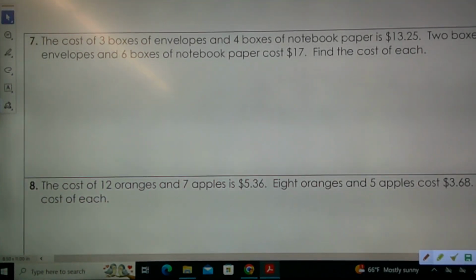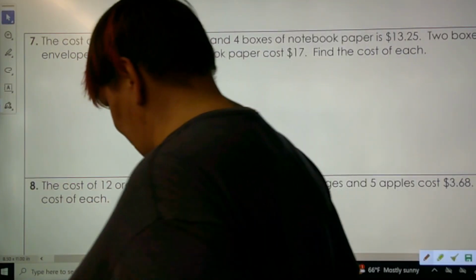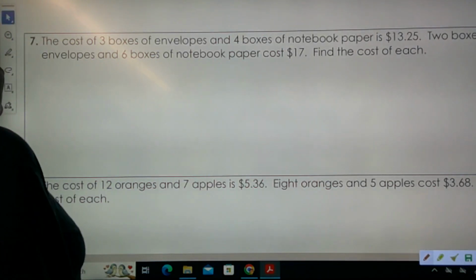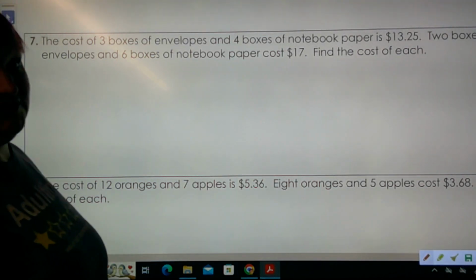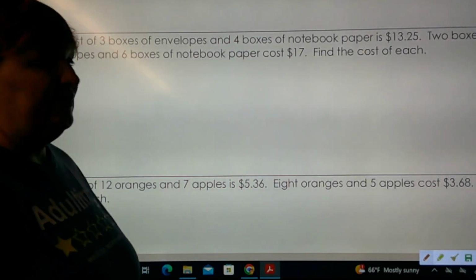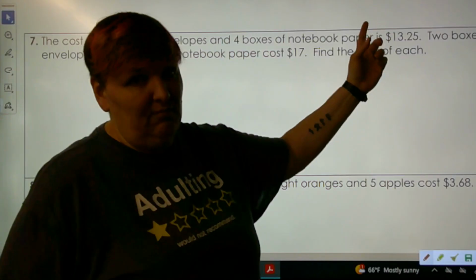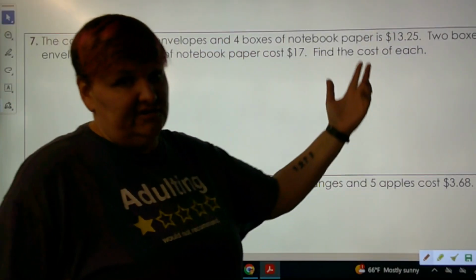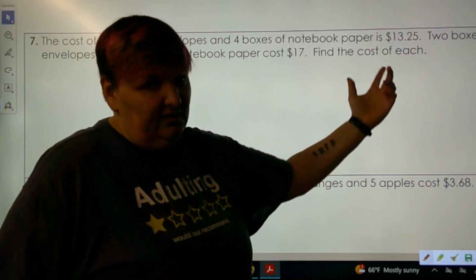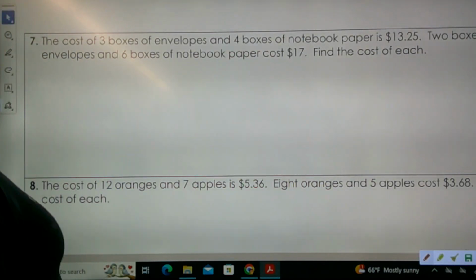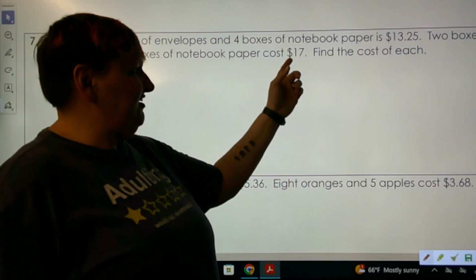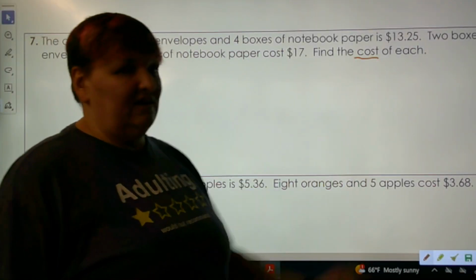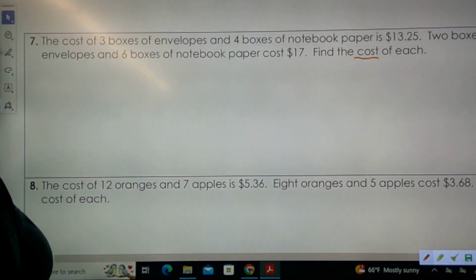All right, moving on to the back of the worksheet, starting at number 7. It says the cost of 3 boxes of envelopes and 4 boxes of notebook paper is $13.25. You'll notice how it gives it to you in money, which means your answer is going to have the money symbol. 2 boxes of envelopes and 6 boxes of notebook paper cost $17. Find the cost of each, which means your answer has to have the money symbol.